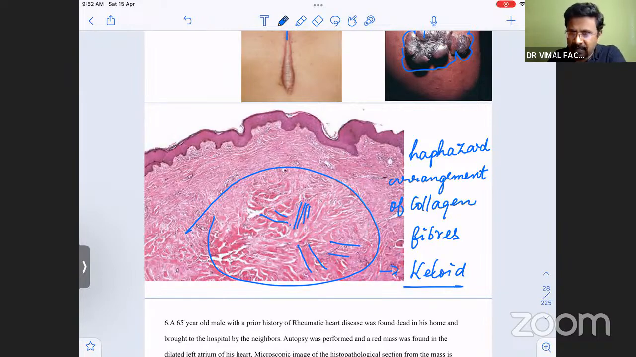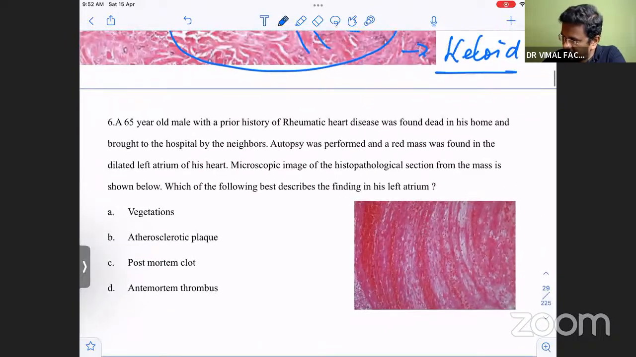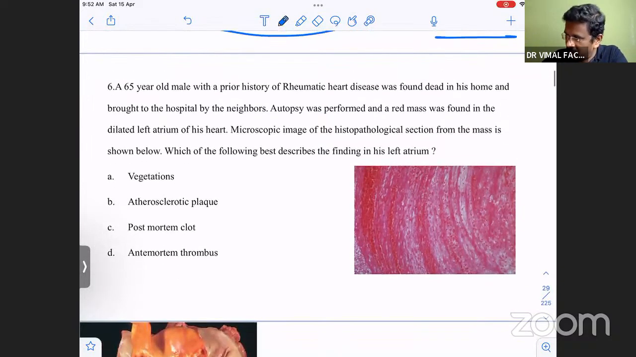Now moving on to the next question. A 65-year-old male with a prior history of rheumatic heart disease was found dead in his home and thought to be brought to the hospital by the neighbors. Autopsy was performed and a red mass was found in the dilated left atrium of his heart. Microscopic image of the histopathological section of the mass is shown below. Which of the following best describes the finding in his left atrium?